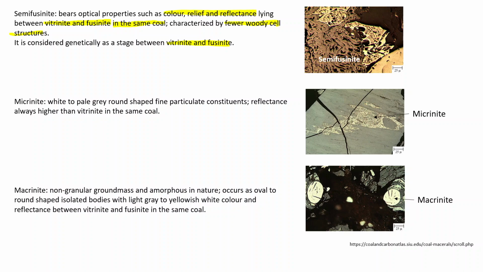Okay. Next is the micrinite. Now, what happens is that the inertinite content becomes fine particulate material. They are whitish to pale gray, and the reflectance is always higher than the vitrinite in the same coal. So in this photograph, you can see these preserved cell structures. They are all vitrinite. And this particulate material is micrinite, and it is very clearly seen that the reflectance of micrinite is higher than that of the vitrinite.